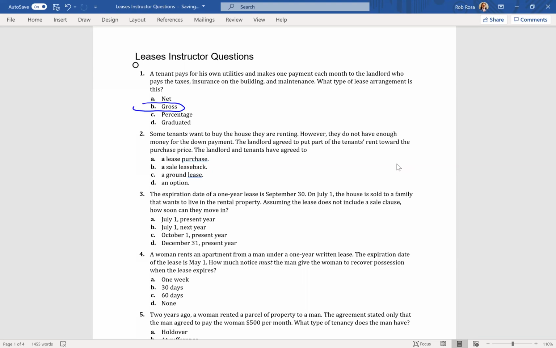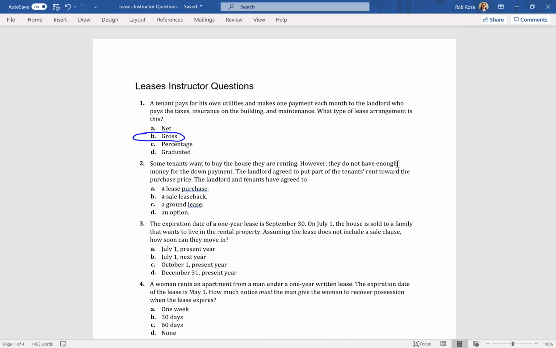B. Gross. You got it. Gross. Number 2, some tenants want to. I can't. Is it B? I can't see the number 1. It's B. Oh, okay. Yeah. Okay. I got it. Thank you.